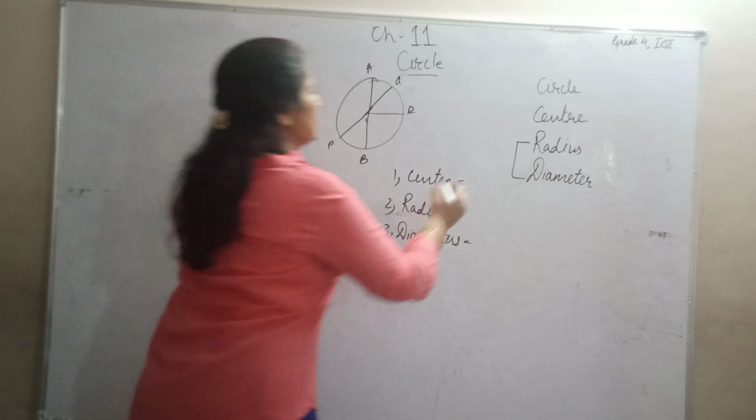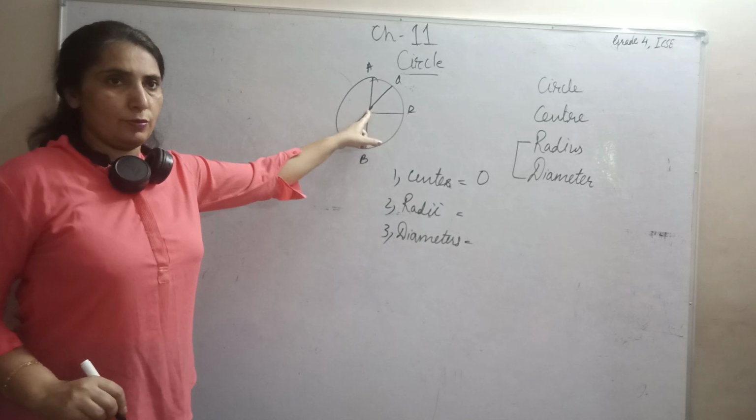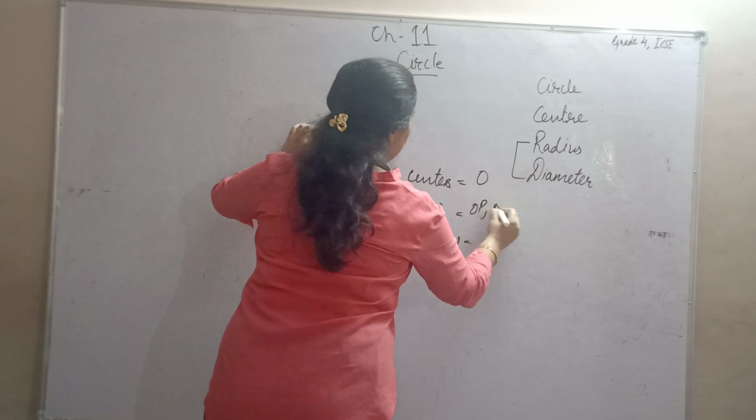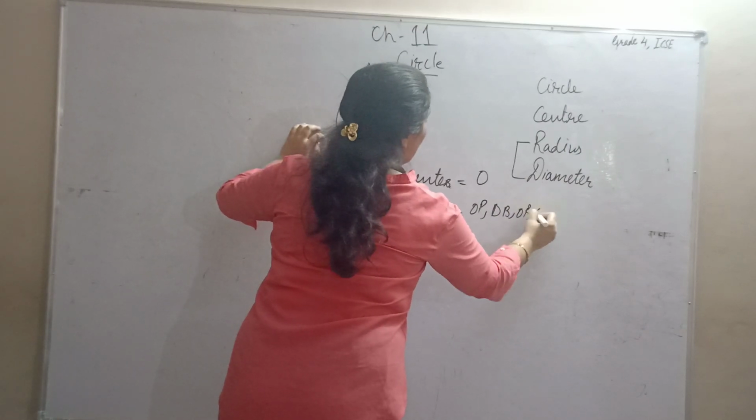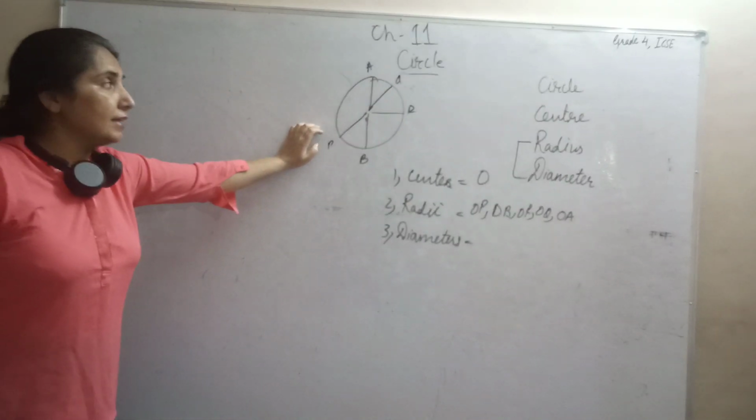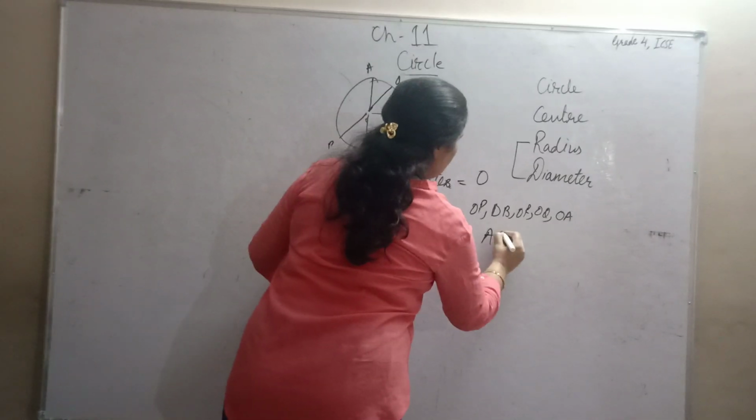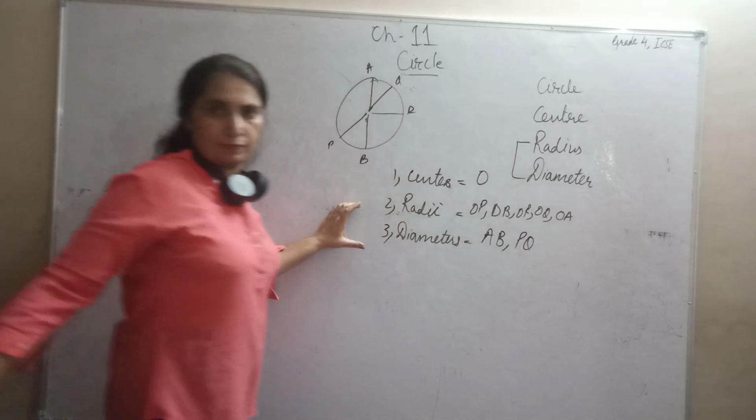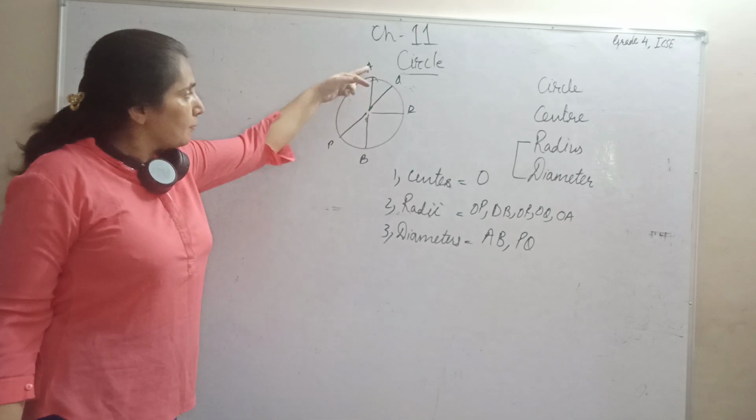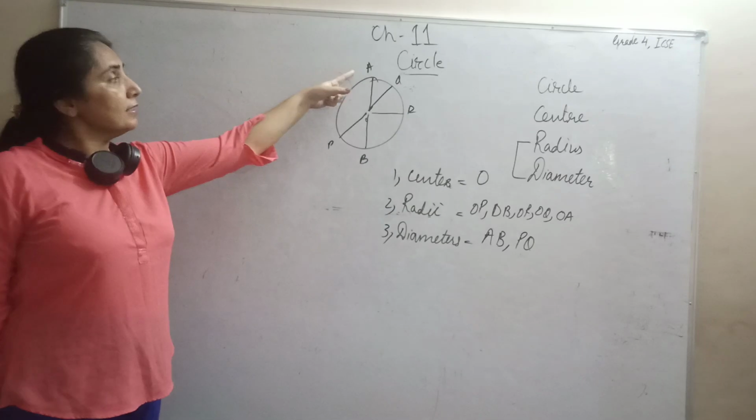Center of the circle is O. Now, starting from O, radius are OP, OB, OR, OQ and OA. Diameters are AB and PQ. Diameter is passing through the center and its end points lie on the circle.